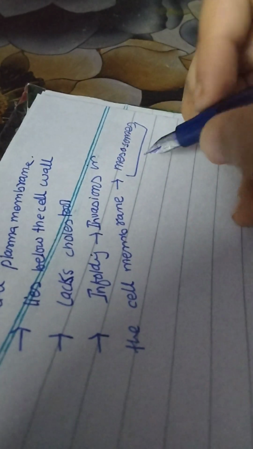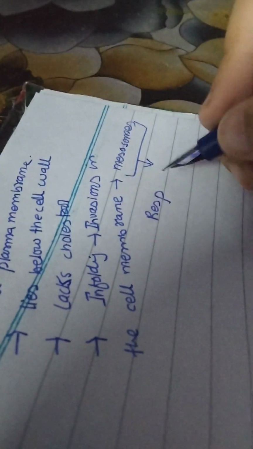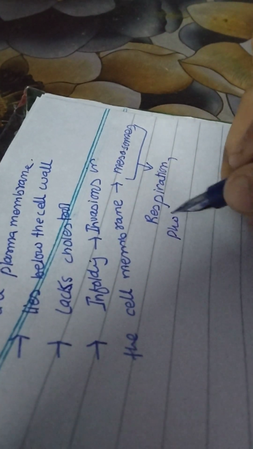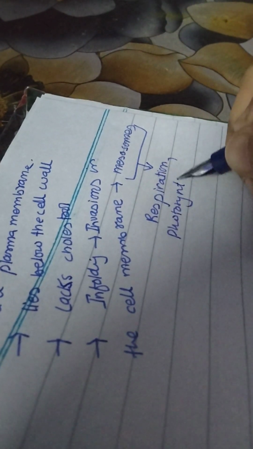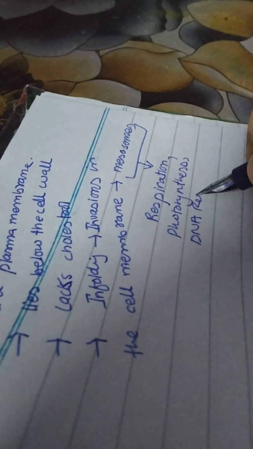Basically, these mesosomes help in respiration. Like this is the site of respiration, of photosynthesis, and of DNA replication.